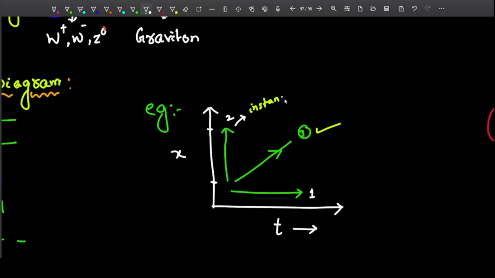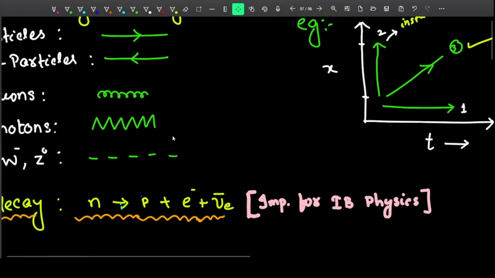So for any kind of interactions, if you want to draw the Feynman diagram, then we have to use this arrow, and this arrow represents the movement of a particle in both space and time. Both x and t coordinates are just changing continuously. Now let us apply all these rules to solve some of the important problems.